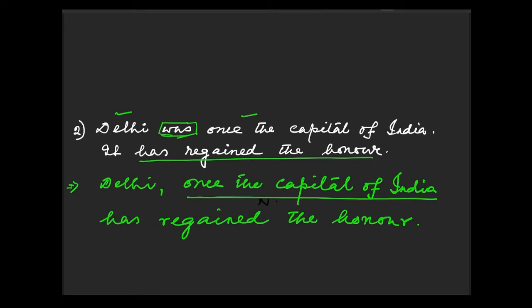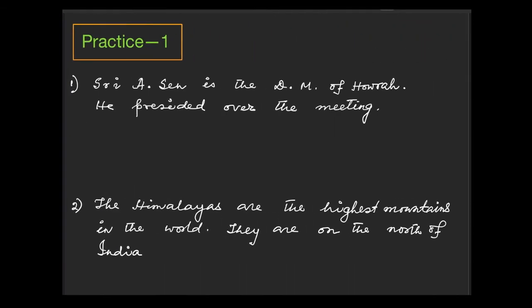This is noun in apposition. Okay, students, now clear? Delhi, once the capital of India, has regained the honor. This is a very easy part, so you can understand it easily, I know. So now go to the practice and it will be clear and clear.